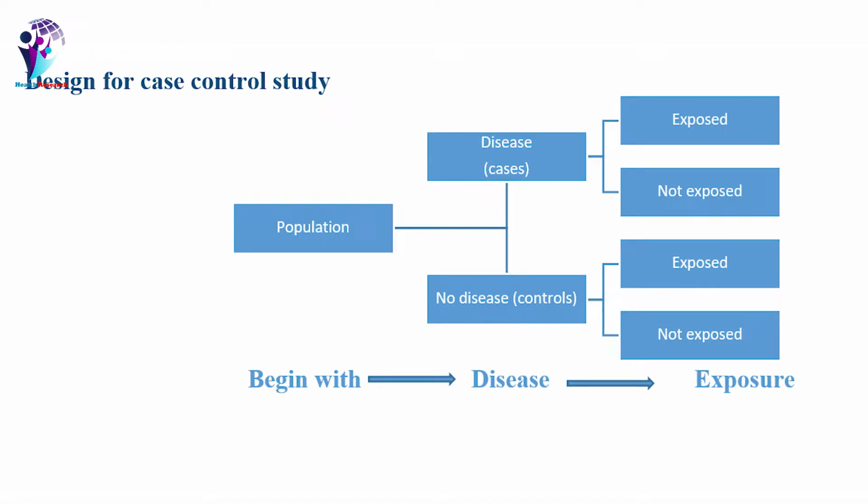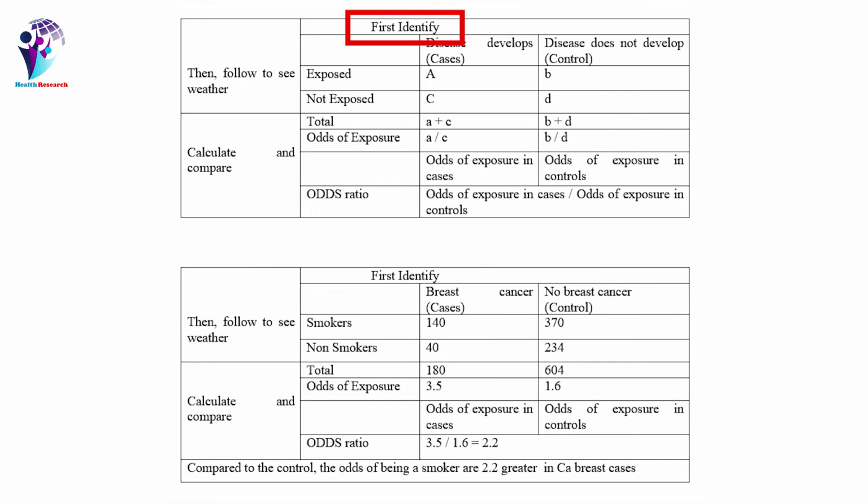Design for case control study is shown in this slide, where population is identified with cases, means individuals with disease, and the controls that do not have disease. In the case we check if the individual has been exposed to the risk factors in the past. Also we check if the individual has not been exposed to the risk factors. Similarly in controls, means that do not have disease, we check if the individual has been exposed or not exposed to the risk factors in the past.